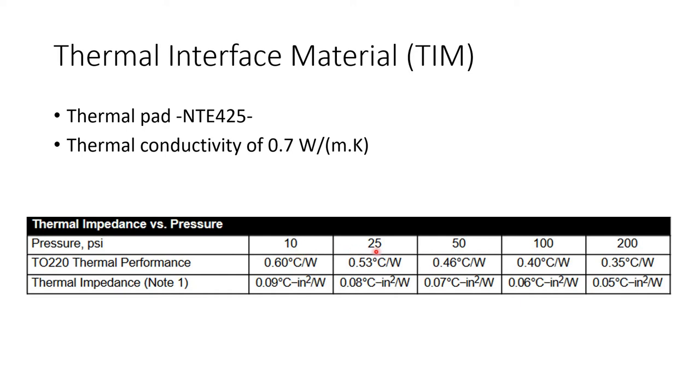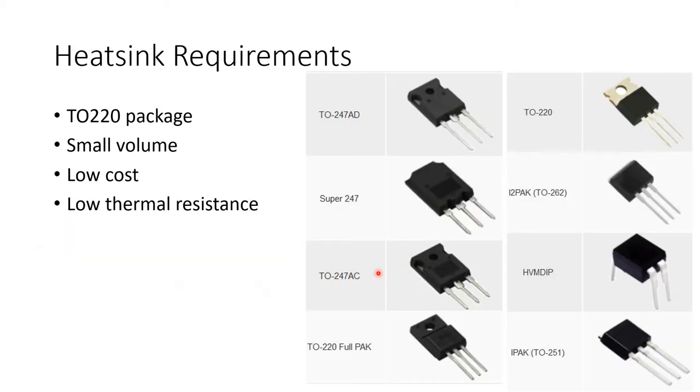As you can see, as you increase the pressure, the thermal resistance of the material reduces. In order to be on the safe side, I have chosen a thermal resistance of 0.5 Celsius per watt, which is around an applicable range of pressure. But if you are in a dire situation, then you need to apply more pressure to decrease the thermal resistance of the TIM. So we have chosen 0.5 Celsius per watt as our case to heatsink thermal resistance.